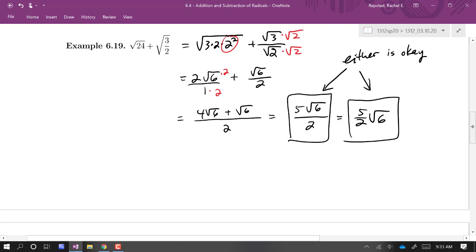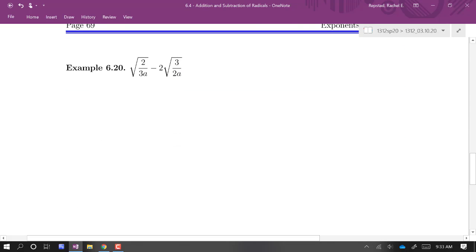Okay, let's do some more. We've got fractions inside radicals, so we'll start like we did the last one. We'll split those up. So we've got root 2 over root 3a minus... Now we have that factor of 2 outside. That's like a factor of 2 over 1, and I'm just pointing that out because now I can write this as a single fraction as 2 root 3 on top over root 2a.